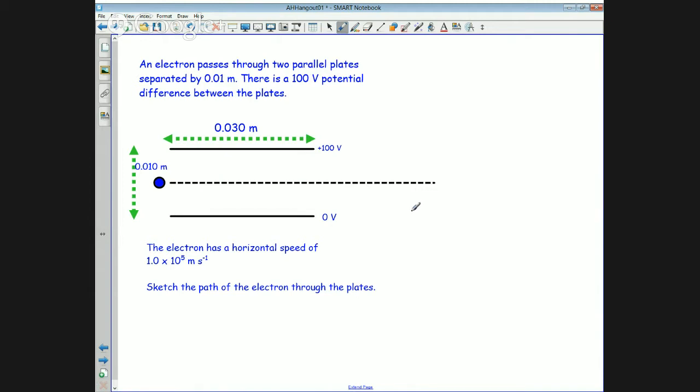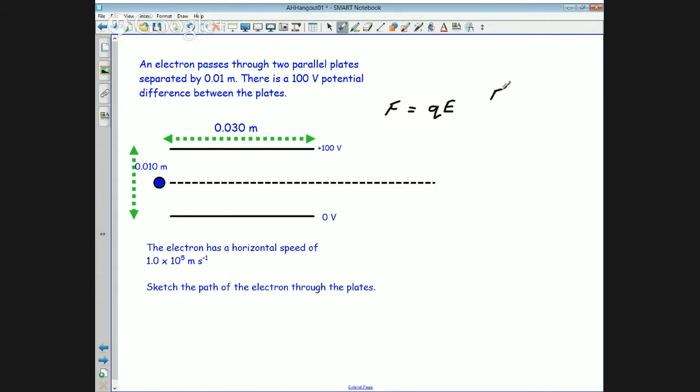So the first question is going to ask us, sketch a path of the electron through the plates. Well, we know that the electron as it moves into the electric field is going to experience an electric force, and the electric force F is going to equal the charge on the electron times the E. So that's the first thing we want to do then. But we also know that this will be a uniform electric field. We also know the following.